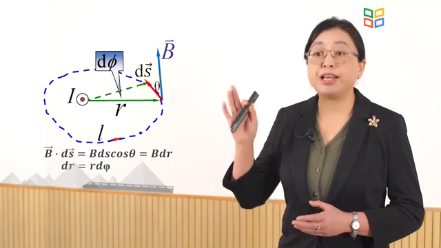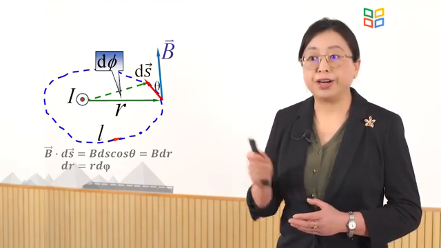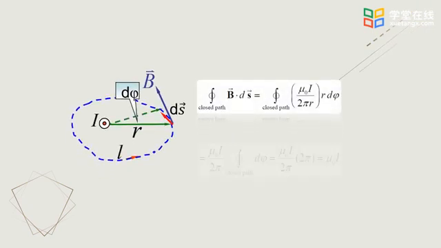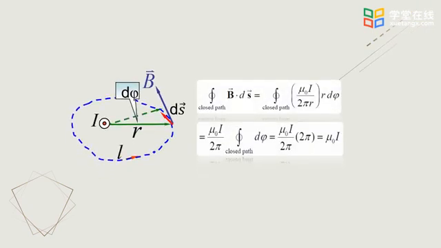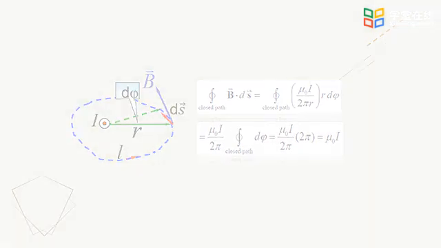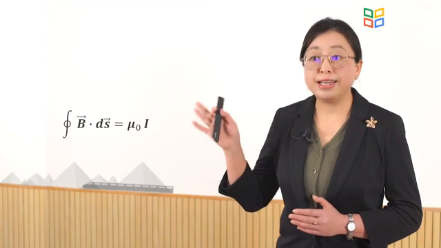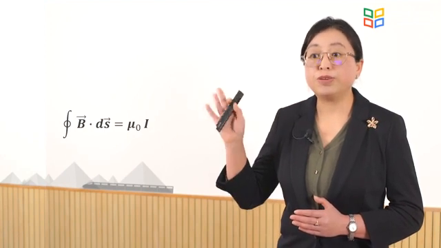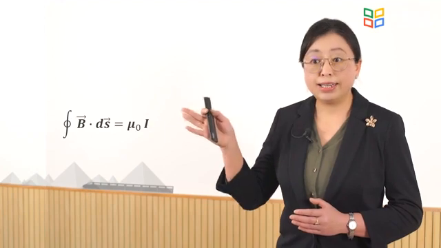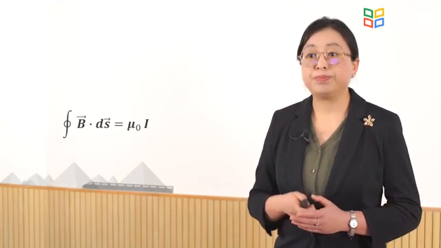dr equals r d phi from geometry, as shown in the figure. r is cancelled and we move the constants from the integral sign. The line integral of d phi over the closed path is 2 pi. So we have the same result for an arbitrary closed loop as the one for the circular loop. This result shows us that the line integral of B around any closed loop is proportional to I, where I is the current encircled by the loop.